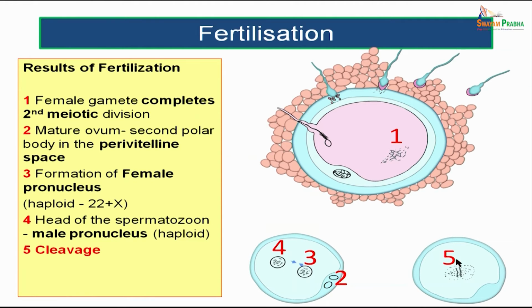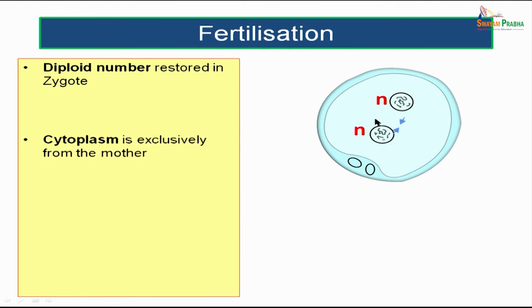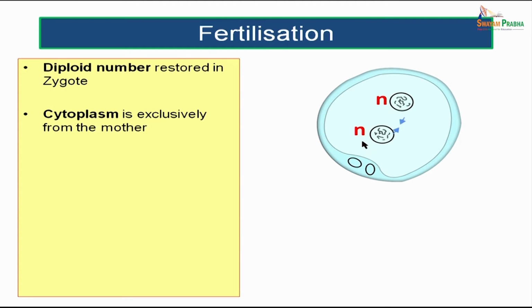Then the cleavage division starts. So, this is how the cleavage division starts. So, we can imagine that there is haploid contribution from the father as well as from the mother, so that after fertilization the diploid number is restored in the zygote. So, this is N, the haploid number from the male, and another N, again the haploid number from the female. Altogether the cell will be able to restore the diploid number.